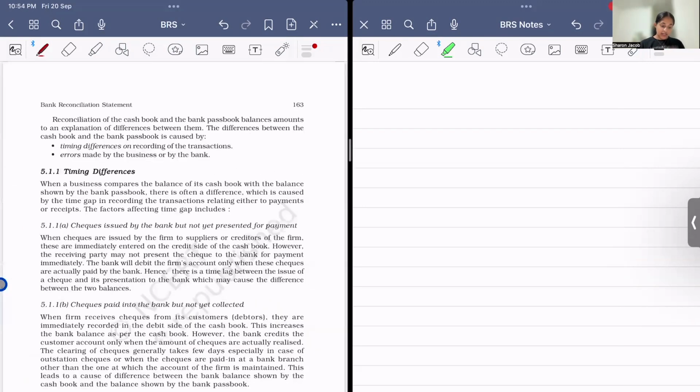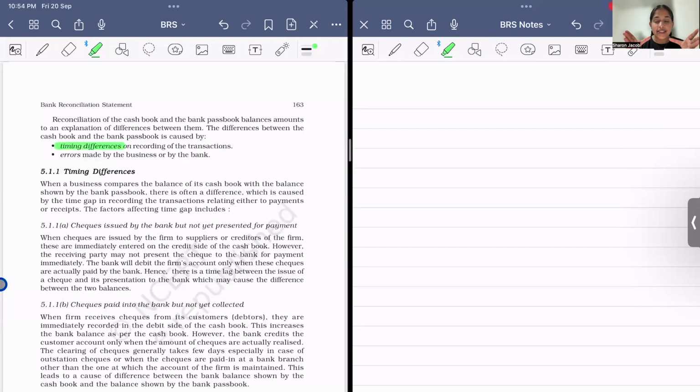Now, reconciliation of cash book and the bank passbook balances amounts to an explanation of differences between them. Now, it can either be errors or timing differences. We will be looking at timing differences right now. Now, we need to understand the concept. There are various factors affecting time, right? So what do you mean by time? How do you reconcile?